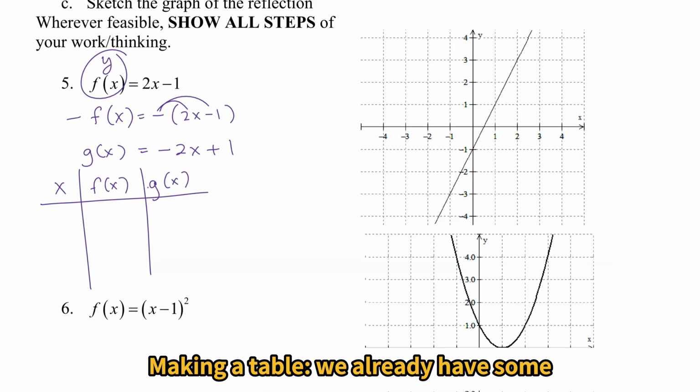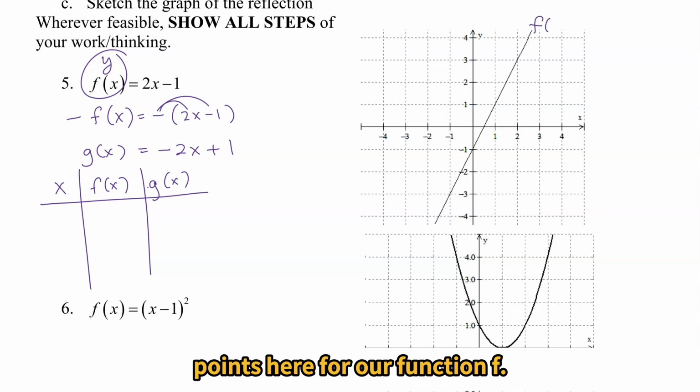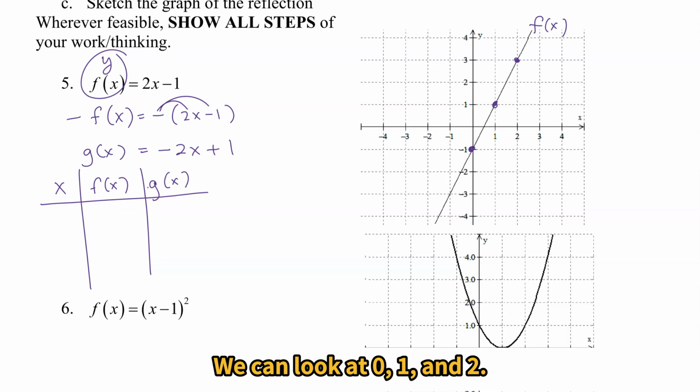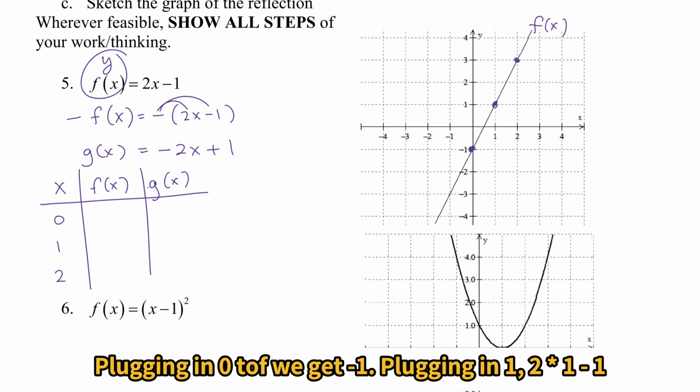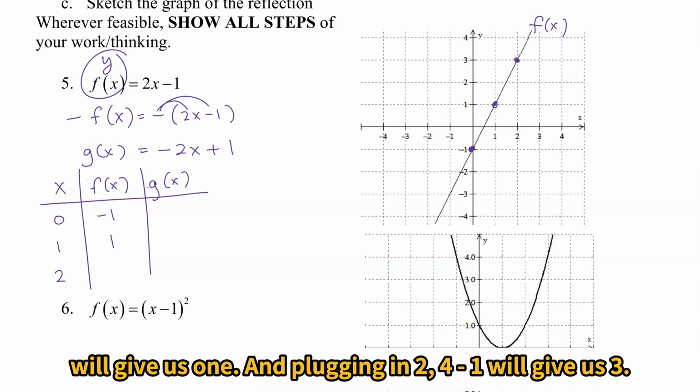Making a table, we already have some points here for our function f. I'm going to pick off a couple. We can look at 0, 1, and 2. Plugging in 0 to f, we get negative 1. Plugging in 1, 2 times 1 minus 1 will give us 1. And plugging in 2, 4 minus 1 will give us 3.